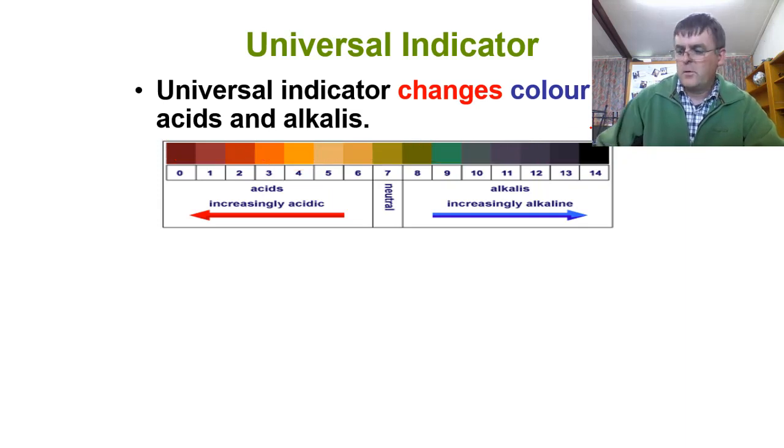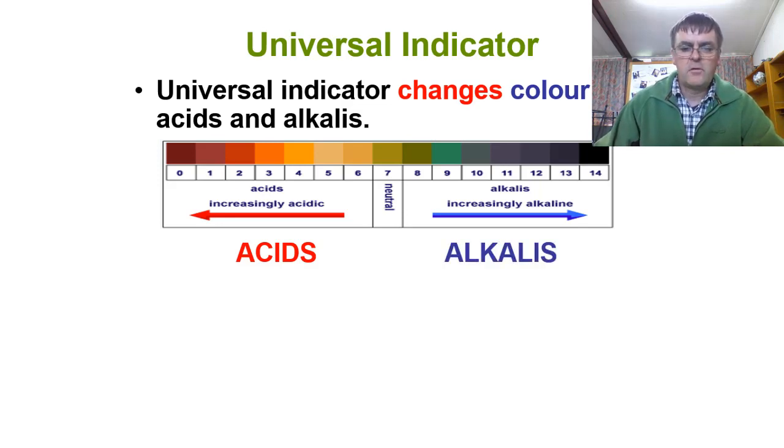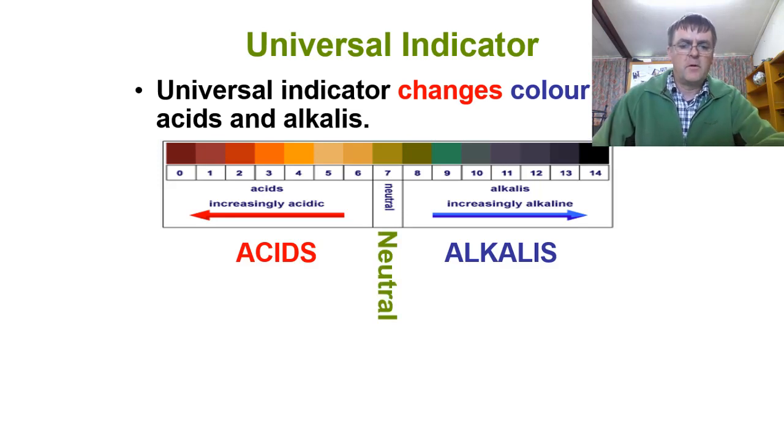Then we've got bluey colours for weak base, and then we go to deep blue or purple for strong base. So acids on this side, your yellows to reds. Alkalis on this side, blue to purple. And neutral, or green, in the middle.